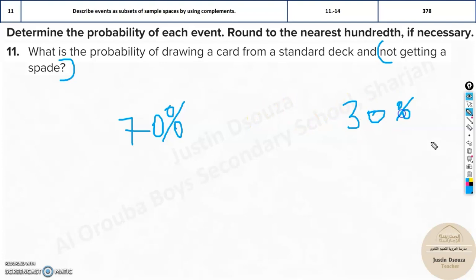Now, how would we do it? The probability of going is 0.7. Not going would be 1 minus 0.7, that is 0.3. So if you know the probability of something, not going or the opposite of that would be 1 minus that probability.